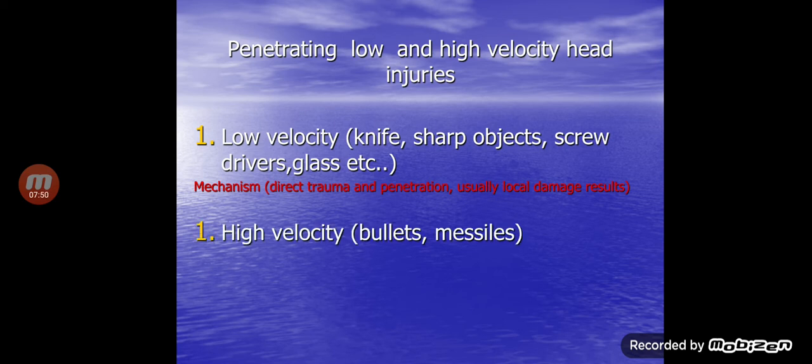In the high velocities, resulting from bullets and missiles, usually the mechanism is a widespread damage, in contrast to the low velocity ones, with direct and non-direct effects. The sonic waves, the temporary cavitations, and the secondary missiles play a role in that diffuse sort of damage.